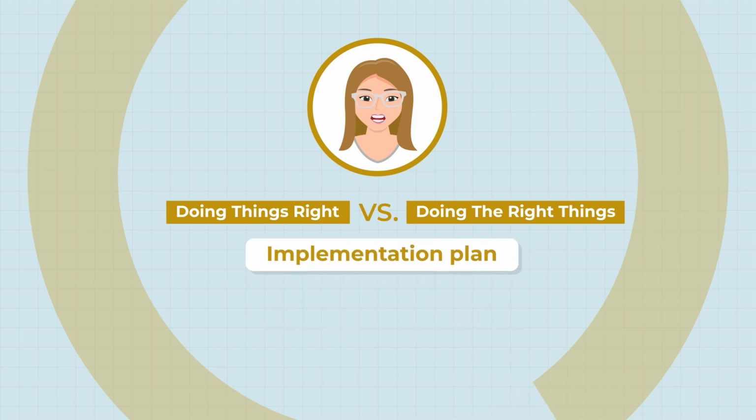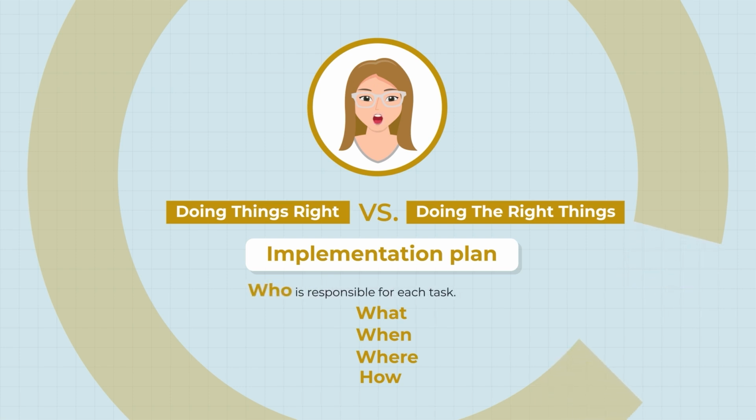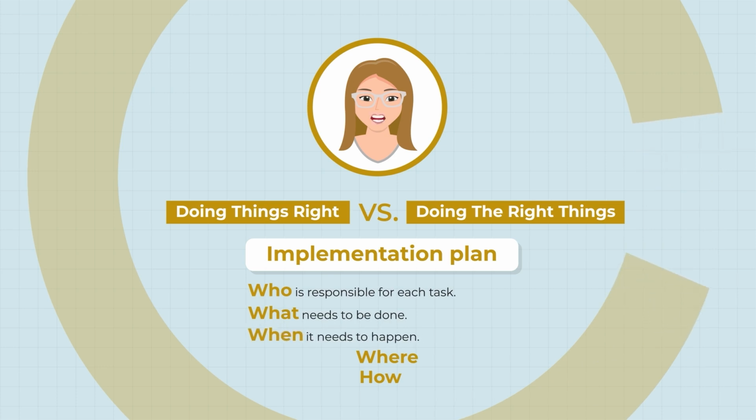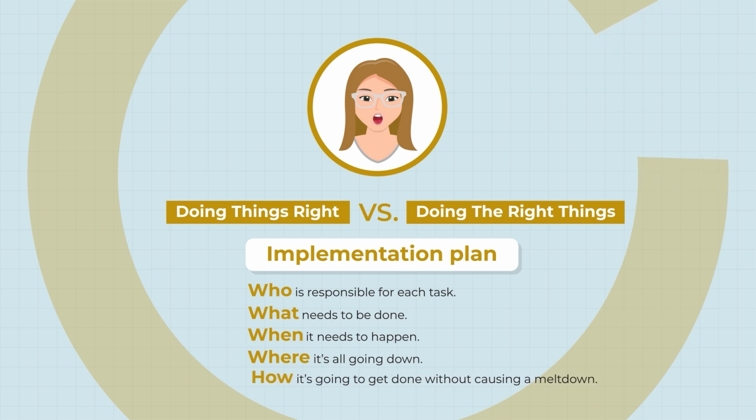This plan should cover the who, what, when, where, and how of your program. In other words, you need to know who is responsible for each task, what needs to be done, when it needs to happen, where it's all going down, how it's going to get done without causing a meltdown.